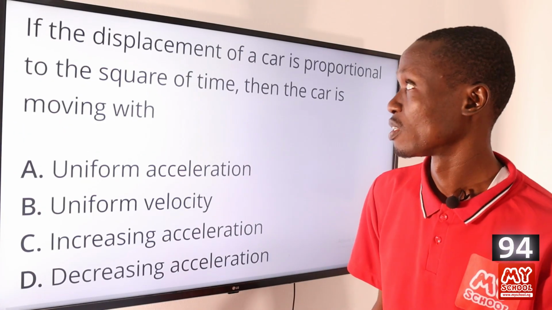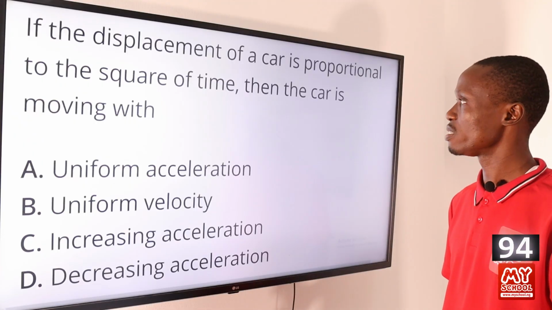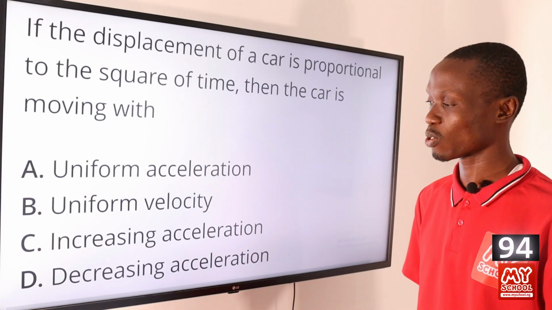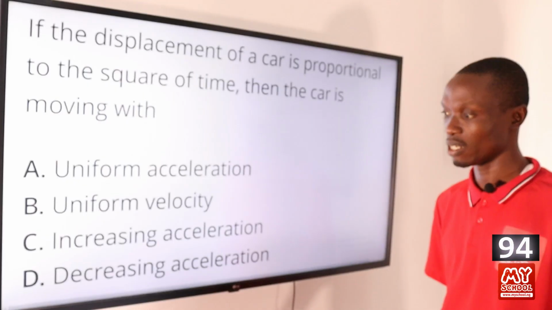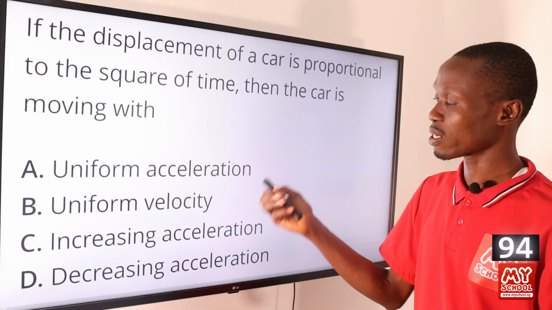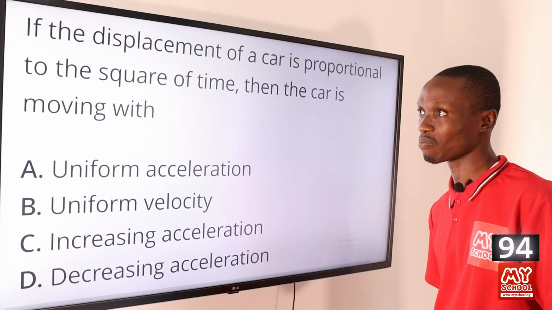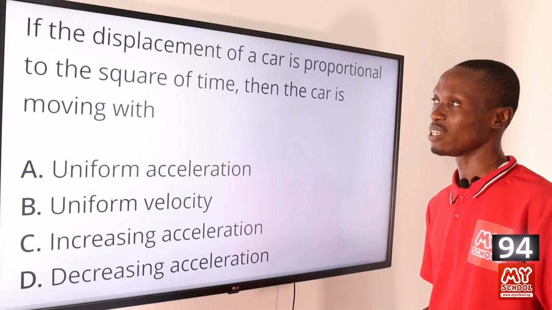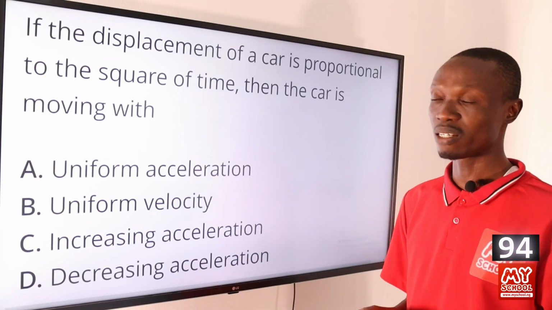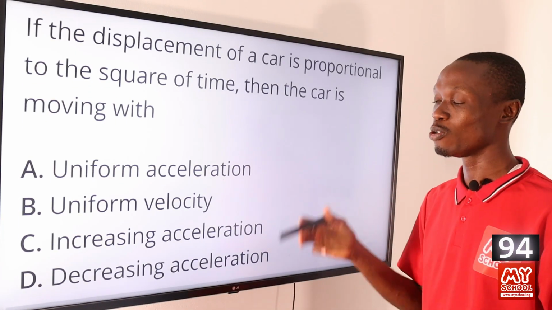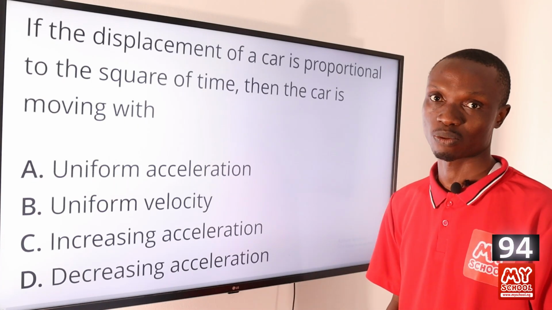Question 94. If the displacement of a car is proportional to the square of time, then the car is moving with A, uniform acceleration, B, uniform velocity, C, increasing acceleration, and D, decreasing acceleration. So the answer to this question is uniform acceleration. When the displacement of a car is proportional to the square of time, it shows that the car's velocity is increasing at a constant rate, and this is a characteristic of uniform acceleration. So that makes option A the correct answer to this question.